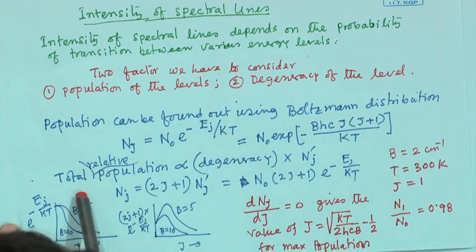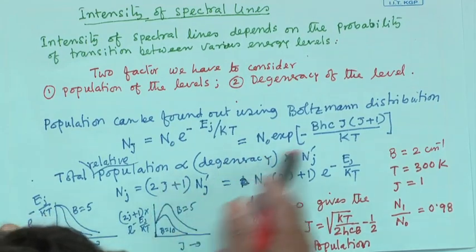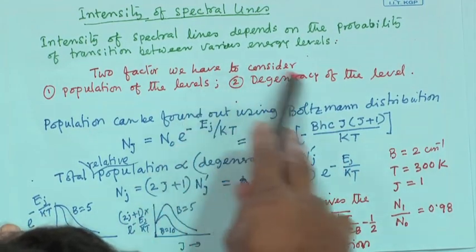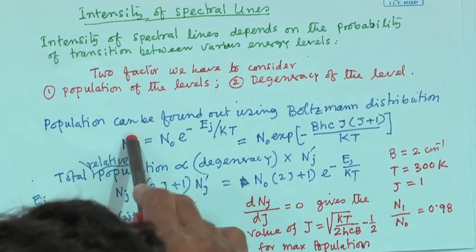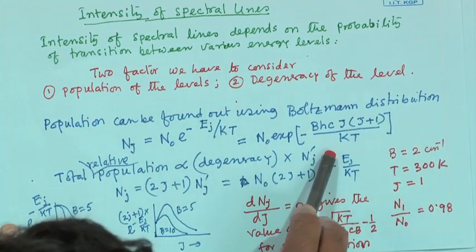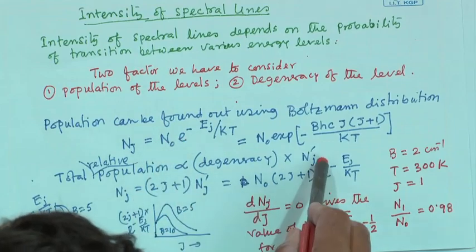Now the total population, or relative population, is actually proportional to both factors. So if I take this as Nj, this Boltzmann factor, then the degeneracy times this Boltzmann factor gives Nj.